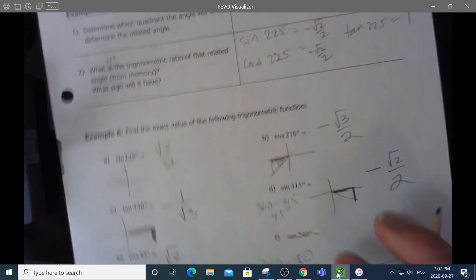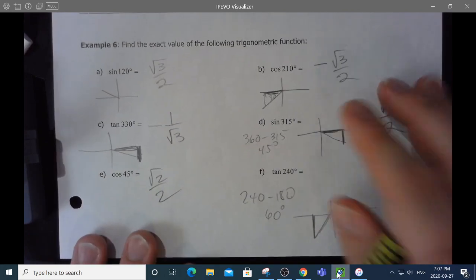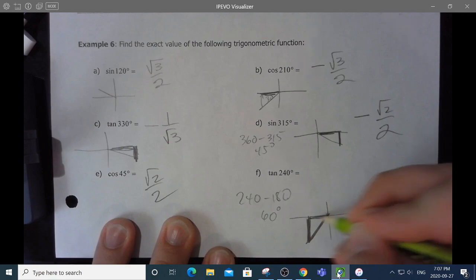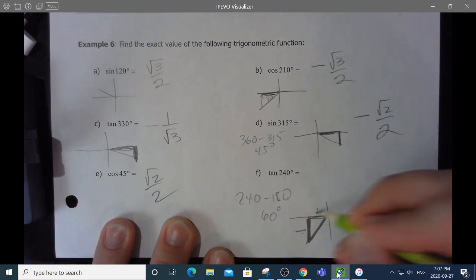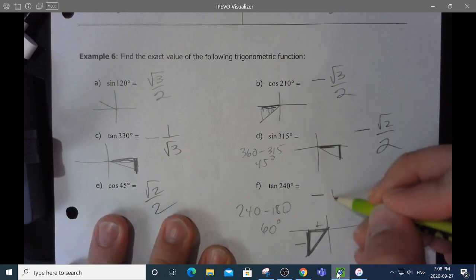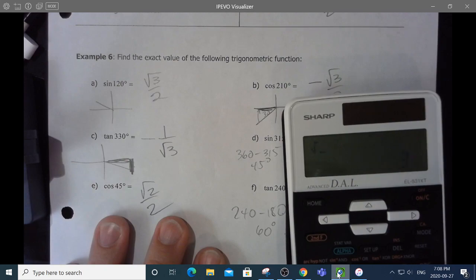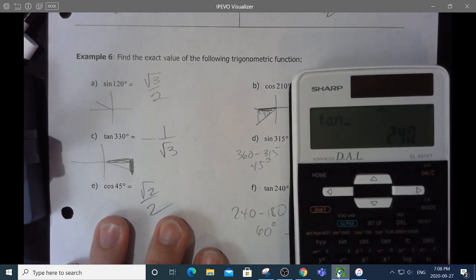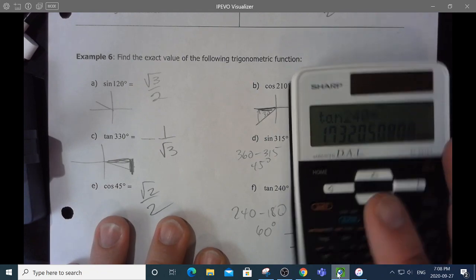But in 240 degrees, let's see, I'm down here, and opposite over adjacent. Well, that's a negative and that's a positive. A negative divided by a positive is negative, so it's negative root 3. And again, you can check that. What is root of 3? Oh, it's 1.73. What's the tangent of 240? Oh, it's 1.73. And again, oh, wait a minute, I have this wrong.